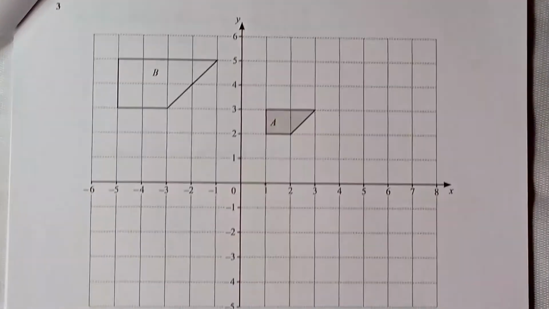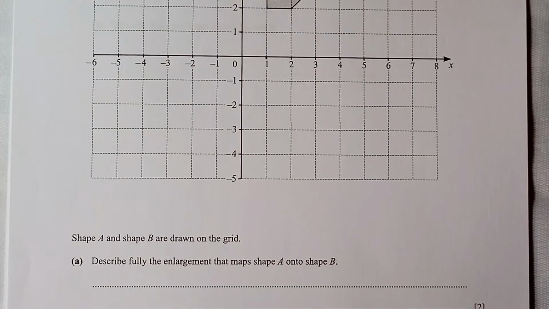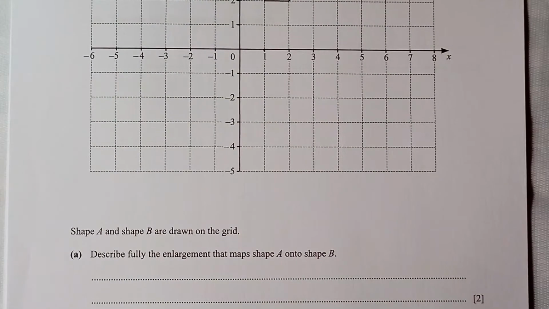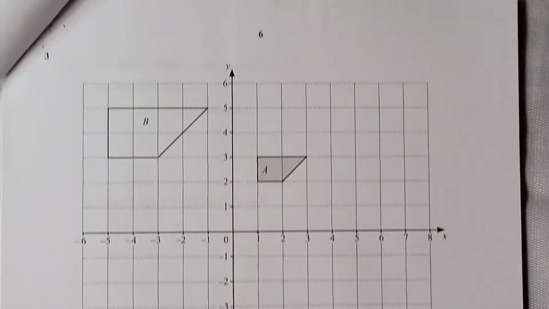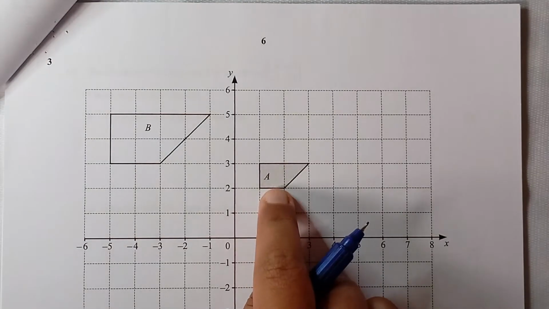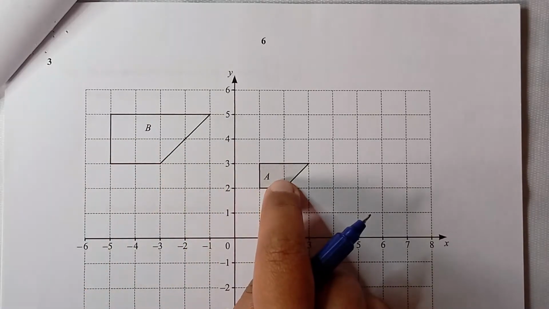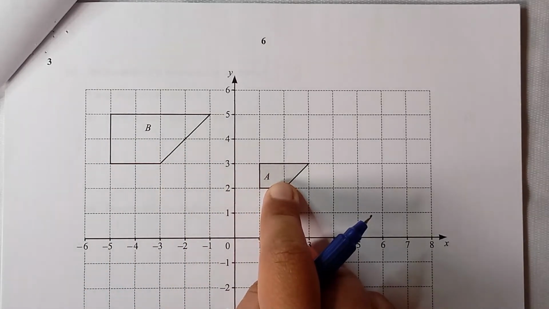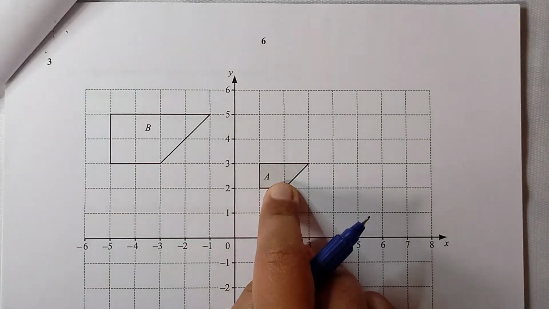Question number 3. Shape A and shape B are drawn on the grid. Describe fully the enlargement that maps shape A onto shape B. Okay, so we have been given shape A and shape B. We can see that shape B is an enlargement of shape A. We need to find the scale factor and the center of enlargement.